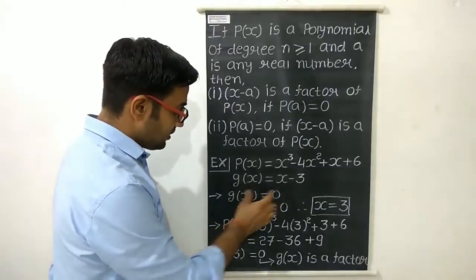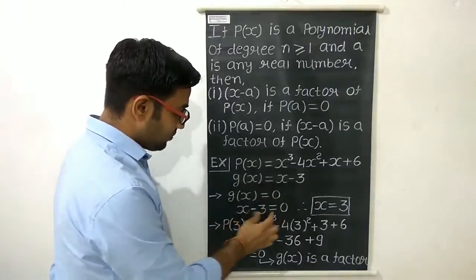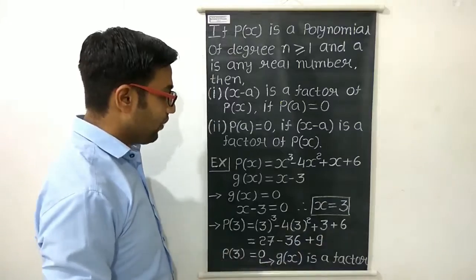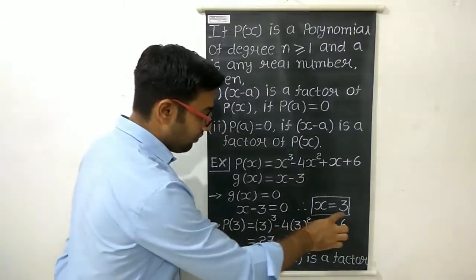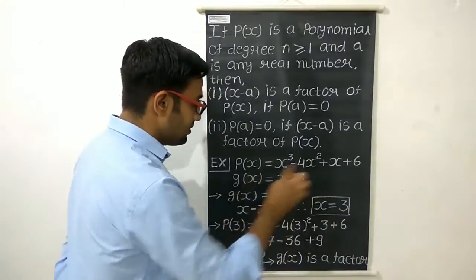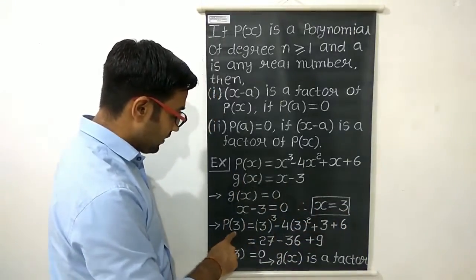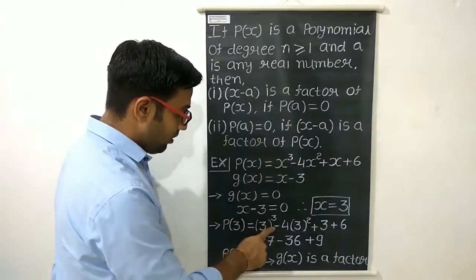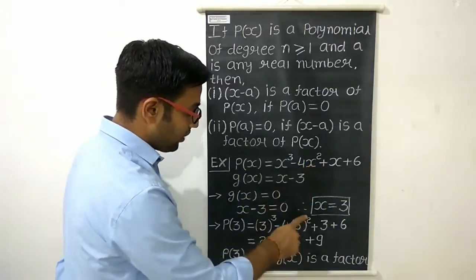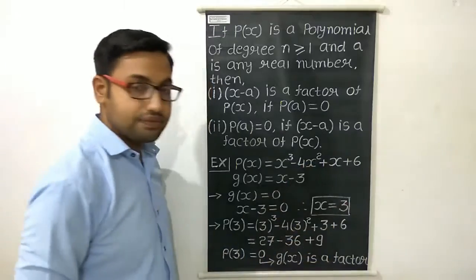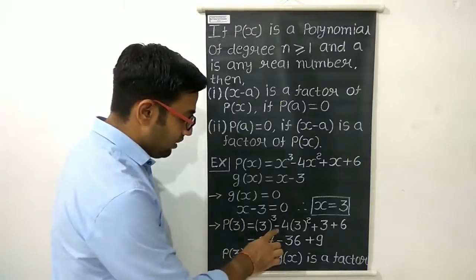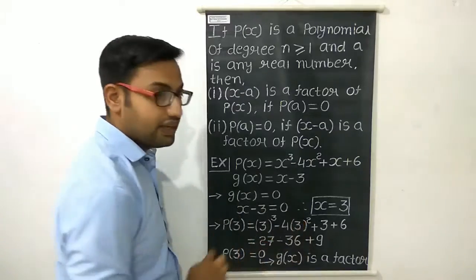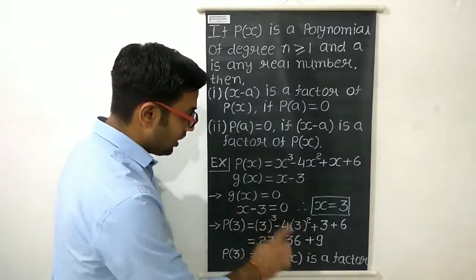So g of x means x minus 3 is equal to 0. Therefore the value of x we get is equal to 3. Now to find the remainder, by using the remainder theorem, we can put x equal to 3 in this polynomial. So P of 3 is equal to 3 cube minus 4 into 3 square plus 3 plus 6. Right? So here we get 3 cube is 27 minus 3 square is 9, and 9 fours are 36.